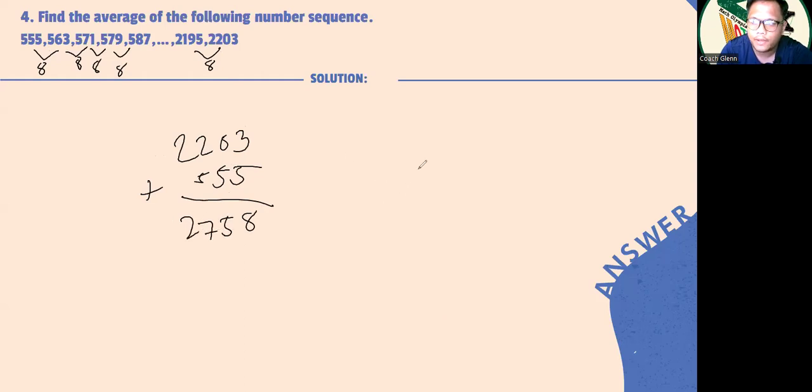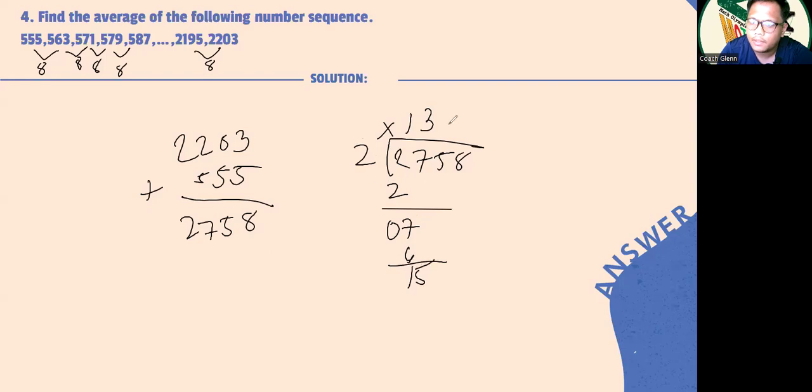After that, you divide the sum by 2. 7 divided by 2 is 3, 3 times 2 is 6, so we have 15. 7 times 2 is 14, we have 18. So that's 9. The final answer here should be 1,379. Again, you just add the first and the last number and divide it by 2. That should be your final value. Any questions for this one?